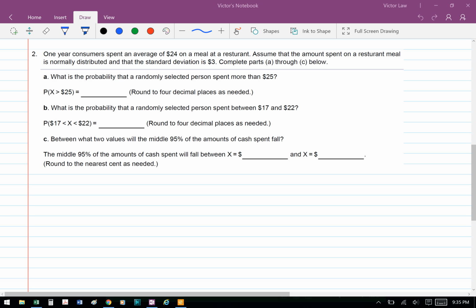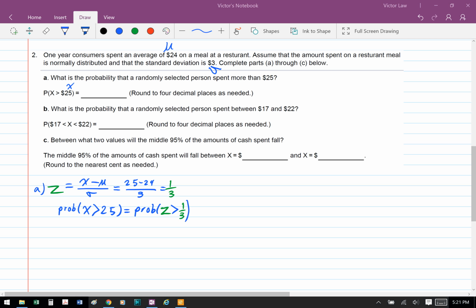Business Stat Chapter 6 Pre-Class Assignment Tutorial, Question 2. One year, consumers spend an average of $24 on a meal at a restaurant. Assume that the amount spent on a restaurant meal is normally distributed and that the standard deviation is $3. Complete Part A through C below. Part A: what is the probability that a randomly selected person spent more than $25?